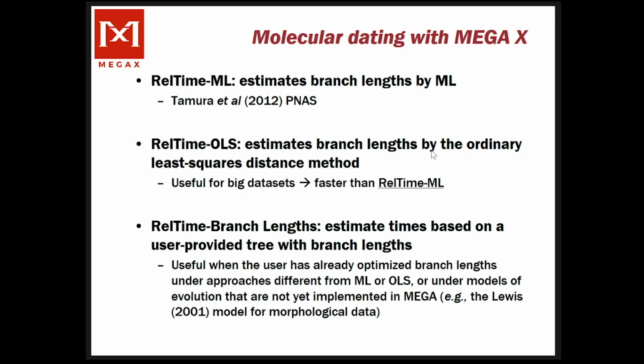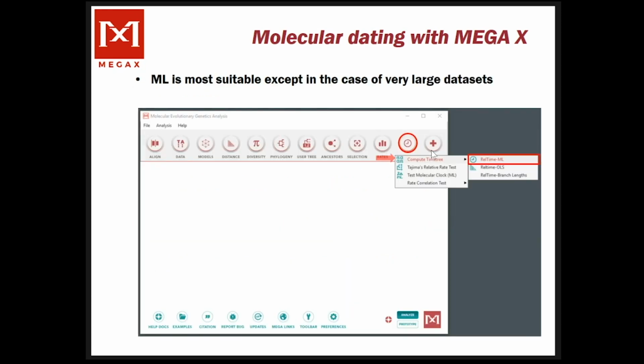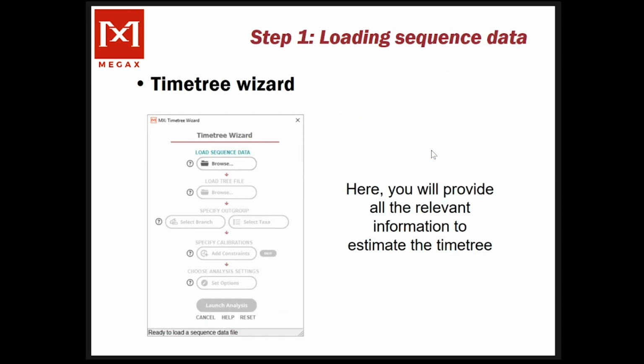The option that we will use here is RelTime maximum likelihood. That is the original method that was proposed by Tamura et al. So just select RelTime ML, click that, and the TimeTree wizard will open. This is the window, actually the place where you will provide all the relevant information to estimate your time tree. So I have several steps, and we will talk a little bit about each of these steps.